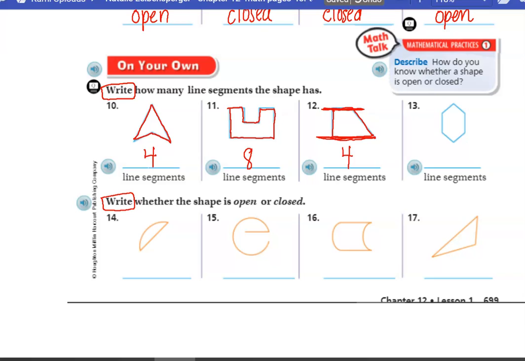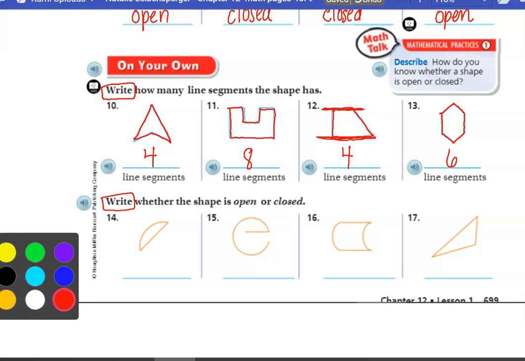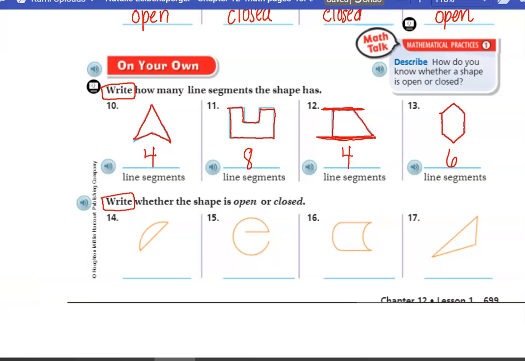And number 13, I'm going to trace this one. I always start in my upper left-hand corner. 1, 2, 3, 4, 5, 6. So whenever you have a shape that is a little unusual or you know it's going to be more than 4 sides, definitely trace it just to make sure. So how did you do on those? Were you able to count them? All right, let's go down below.